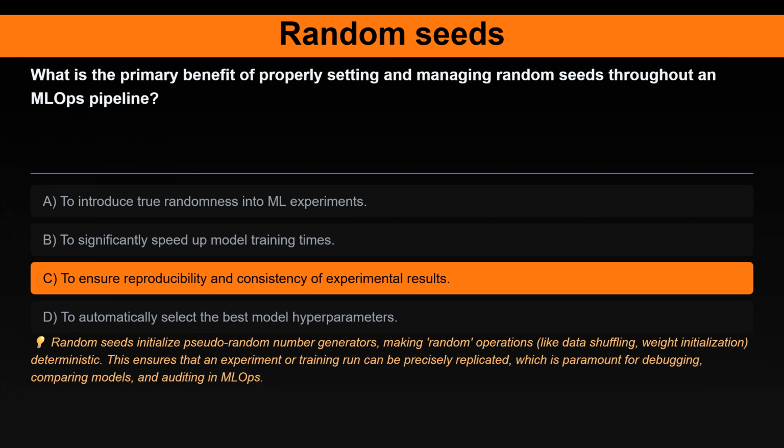The correct answer is to ensure reproducibility and consistency of experimental results. Here's the explanation. Random seeds initialize pseudo-random number generators, making random operations like data shuffling and weight initialization deterministic. This ensures that an experiment or training run can be precisely replicated, which is paramount for debugging, comparing models, and auditing in MLOps.